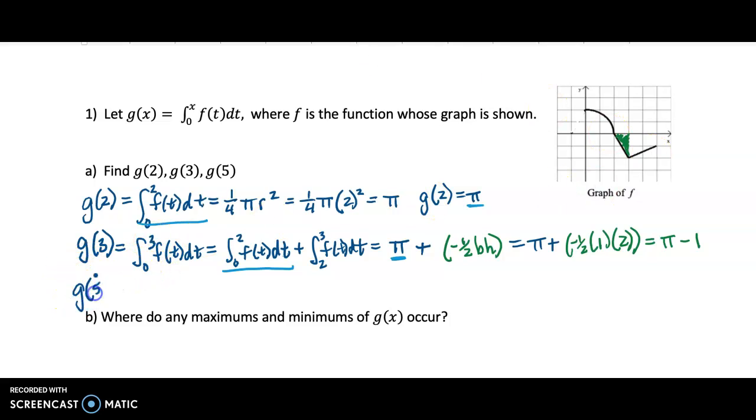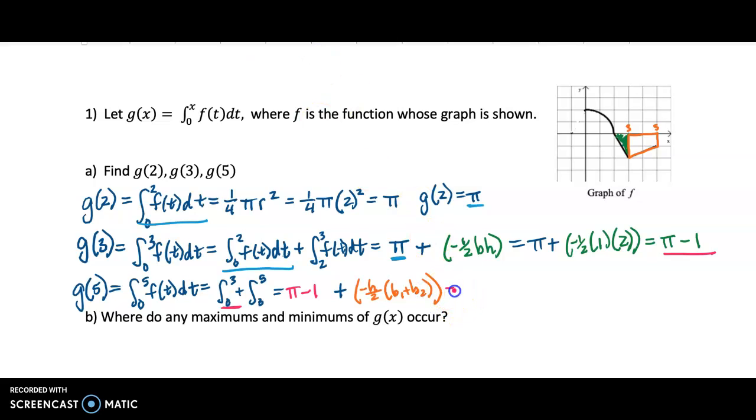So if we go all the way to 5 now, I'm not going to write this one all out because I think you can start to get the picture that I'm just adding the area. I've already found 0 to 3, and so then I'm adding the area under the curve from 3 to 5. So taking this pi minus 1 and adding it to whatever the area under the curve is from 3 to 5. So here's 3, here's 5, so we're looking at a trapezoid. And it's below the axis, so it's going to be negative h over 2, base 1 plus base 2.